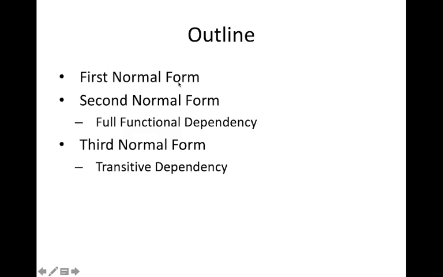First normal form means there are some conditions that should be satisfied. If the relation is satisfying those conditions, then we can say that this relation is in first normal form. If it is satisfying some other condition, we will say that it is in second normal form. If it's satisfying some other condition, we'll say that it is in third normal form. What those conditions are will be learned in this lecture. So this is very important.